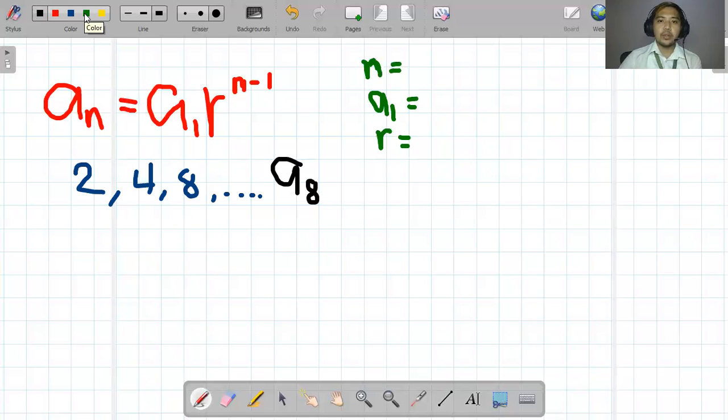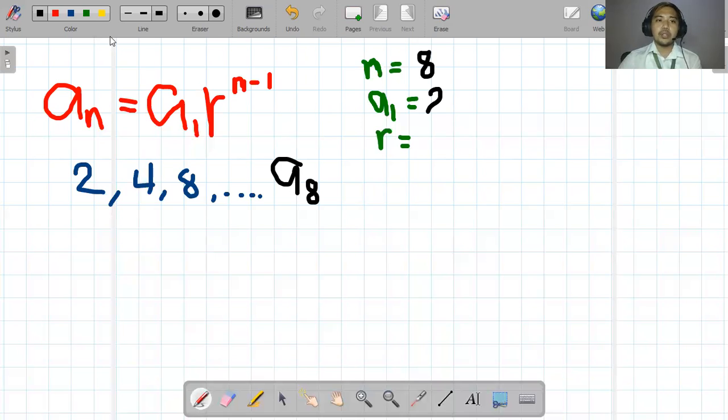So what are they or kinsa man sila? We need our n. Our n is kung ikapila, so pila man atong gipangita. In our given, we are looking for the eighth term, so our n is 8. Then our a sub 1, the first term in our given, is 2.